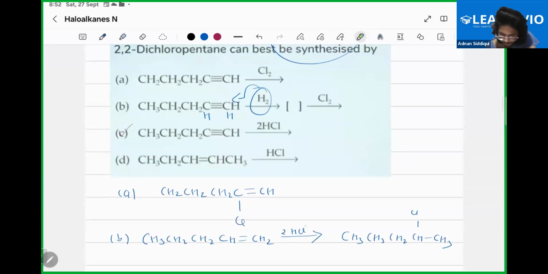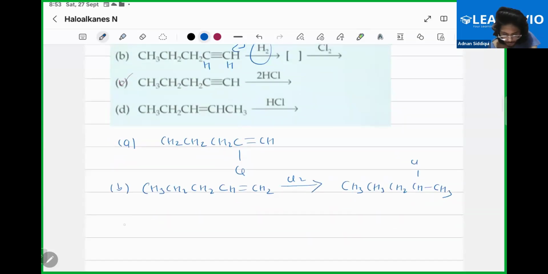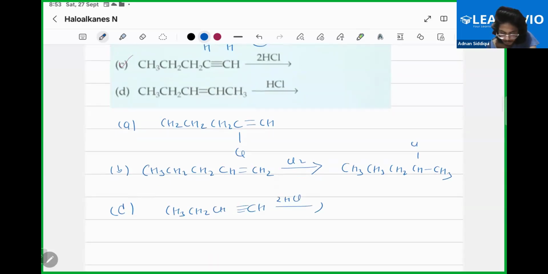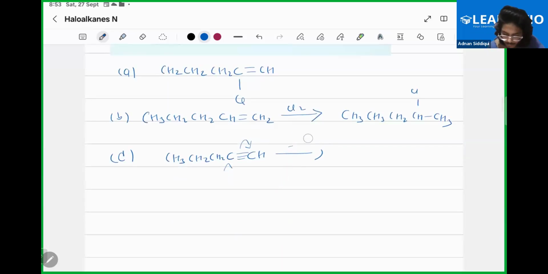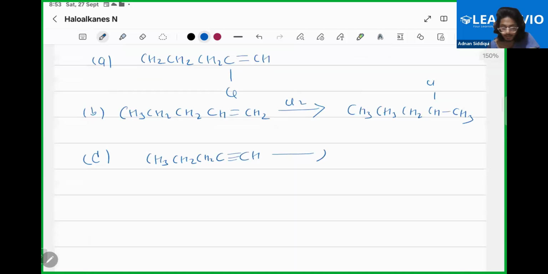Okay, we did something. Cl2, the Cl2 will add simply at this position. Now at the third case, what we are going to observe? CH3, CH2, CH2, triple bond CH, 2 equivalents of HCl, right? So if I'm adding 2 equivalents of HCl, what I'm going to get? Let us go one by one. Let me do the entire thing, okay? If I have HCl, right?